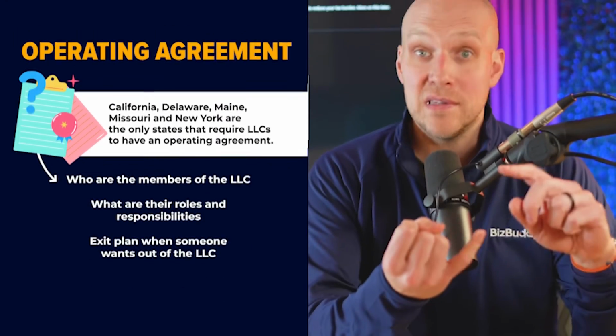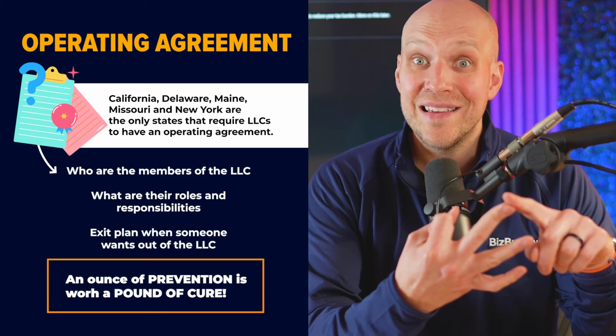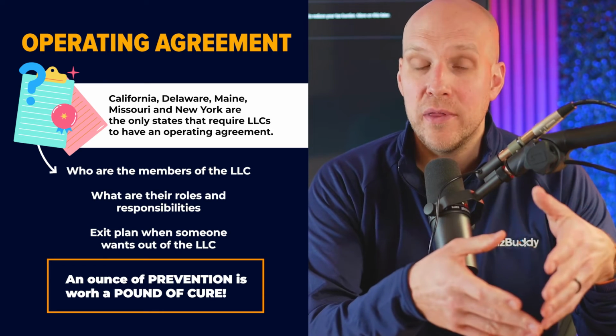Now, if that was already spelled out in an LLC operating agreement where it lists the managers, members, their roles and responsibilities, what do you do if somebody wants to exit the business? These things are already spelled out in the operating agreement. Then you just simply point to that document, and that is what you do. It is legally binding. That is why an LLC operating agreement is a good idea to set up as soon as possible, because again, it can save you a lot of heartache down the road.